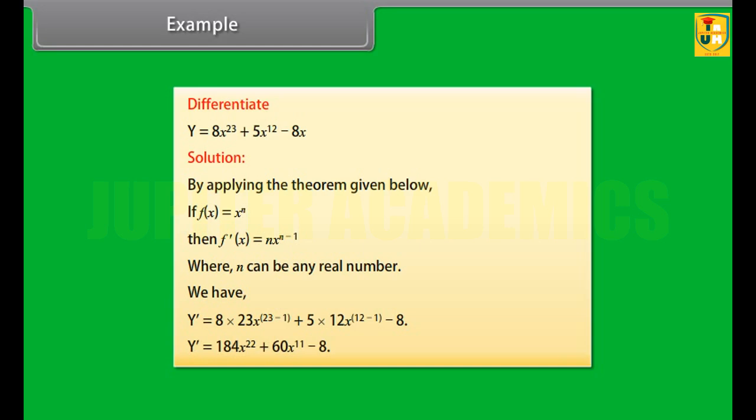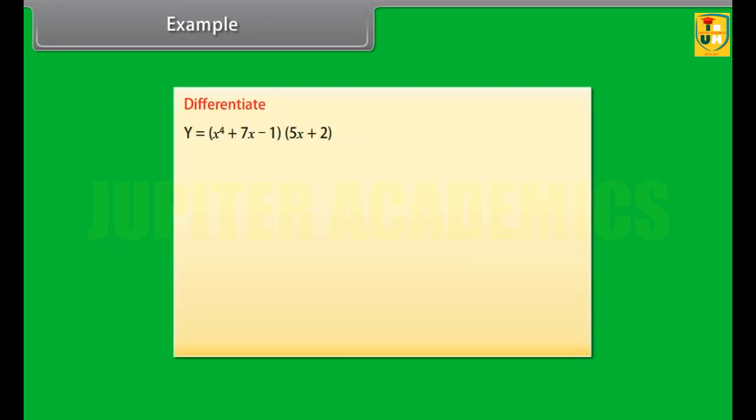y dash is equal to 184 into x raised to power 22 plus 60 into x raised to power 11 minus 8. Differentiate y is equal to x raised to power 4 plus 7x minus 1 into 5x plus 2.